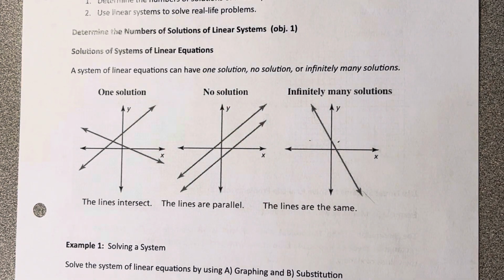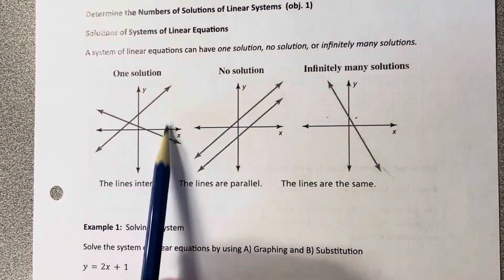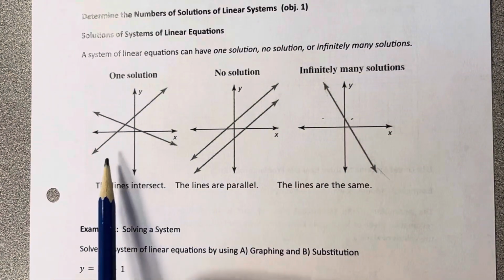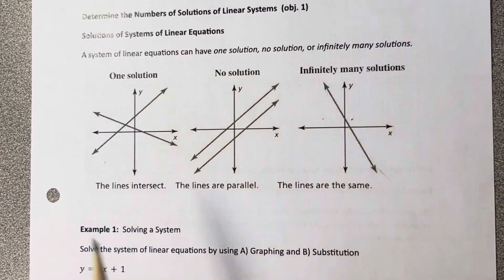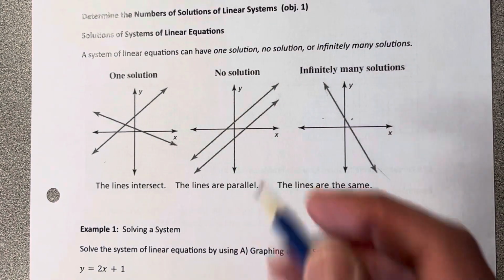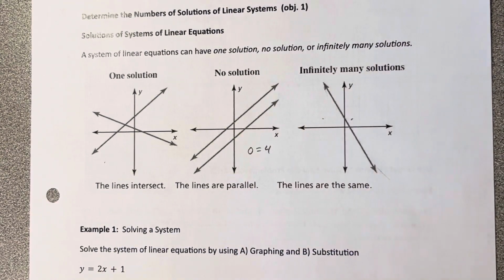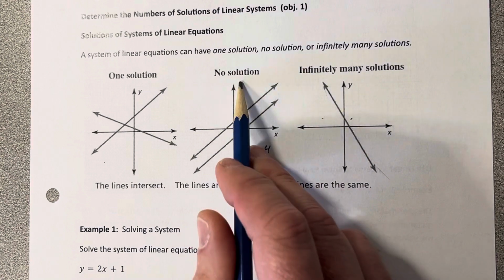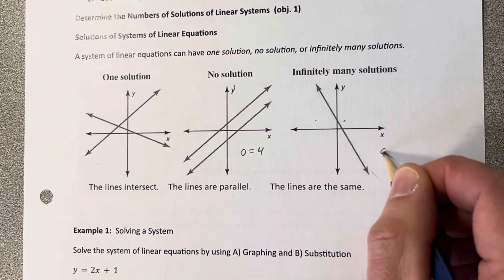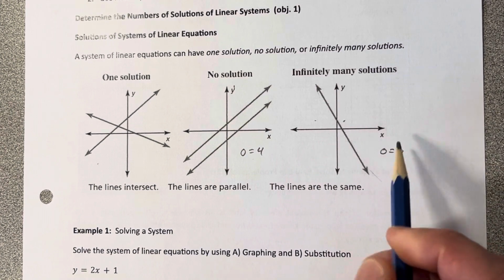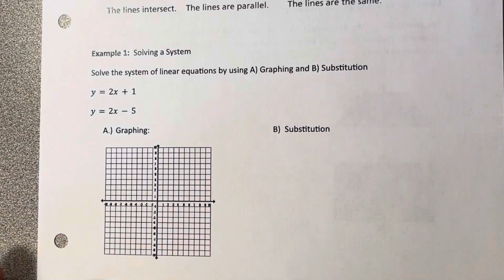Now, when you solve them algebraically, you're going to find out things are a little bit different. When you solve these algebraically, you'll get an X value, plug it in, get a Y value, or whichever first. But on this, what will happen is the variables go away and you'll be left with a false statement. And when that happens, you'll say no solution. For the other case, your variables will go away and you'll be left with a true statement. And then you'll know it's infinitely many solutions. So let's take a look at some examples here.